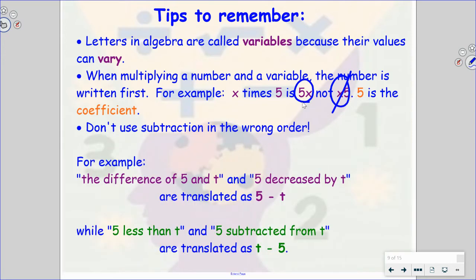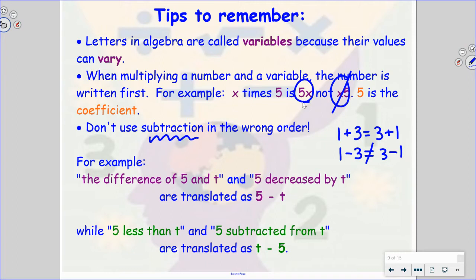And I will warn you about order, especially with subtraction. Adding 1 plus 3 is the same as 3 plus 1. But subtraction cannot be said to be the same. Order matters. For instance, when you have difference of 5 and t, and 5 decreased by t, both of those start with the 5. What do you start with? 5. What happens then? You subtract t.